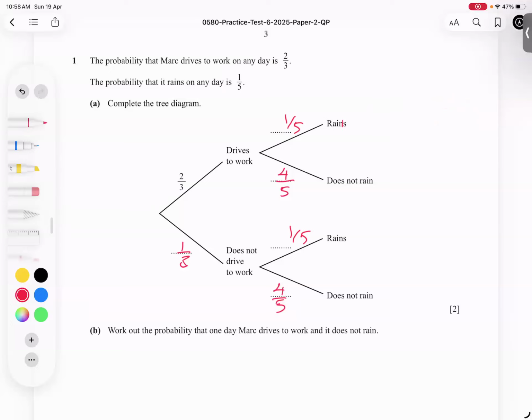Now, what is the probability that on a day Mark drives to work and it does not rain? Drives to work and does not rain. So basically he asked not about branch number 1, he talks about branch number 2. This is called branch number 2, and along a branch we multiply. So 2 by 3 times 4 by 5. Don't cancel up and down. We can cancel this way or that way, like 2 can cancel with that, but it's not possible. So 4 twos are 8 and 3 fives are 15. 8 over 15 is our final answer.